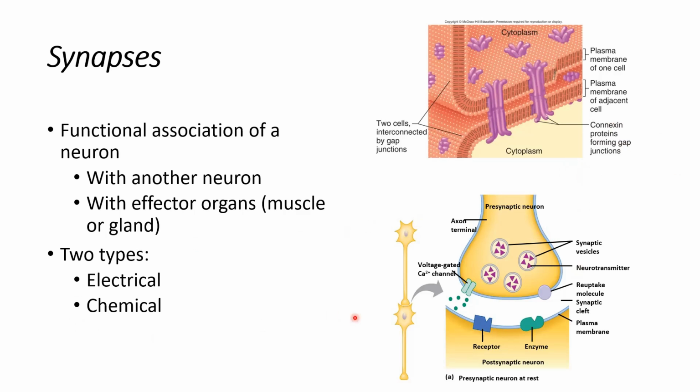Chemical synapses, on the other hand, we're going to have to convert that electrical energy into a chemical. And this is where we have neurotransmitters involved. So a neurotransmitter is a chemical signaling molecule or communication molecule that will be released at the axon terminal.